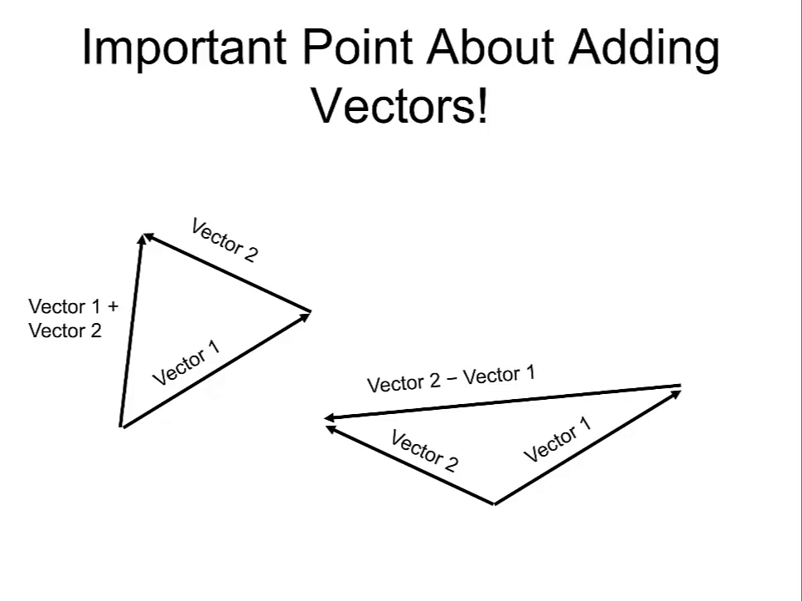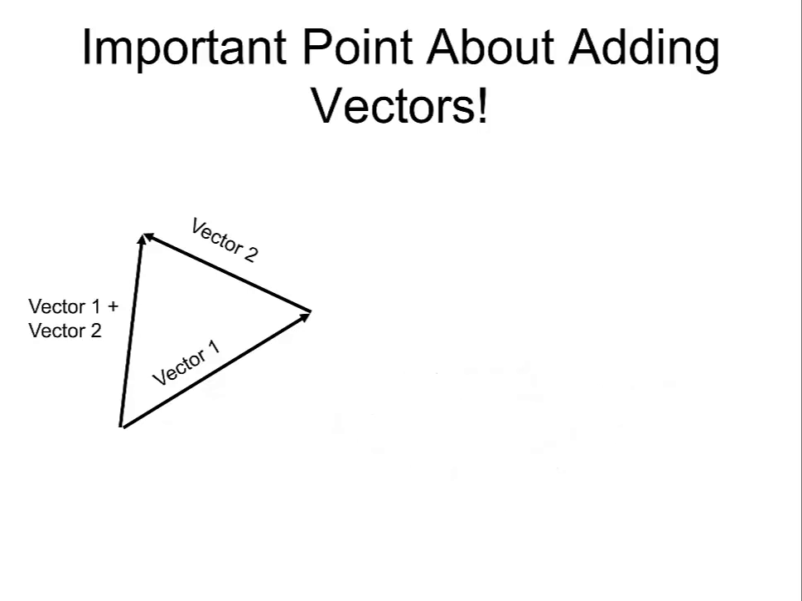We'll learn why this is the case in a later lesson. Now, I can also draw a vector in the opposite direction, from the head of vector 2 to the head of vector 1. This vector happens to be vector 1 minus vector 2, and again, we'll learn why this is the case in a later lesson. Don't try to add vectors the way it's done on the right. The way on the left is the correct way to do it.